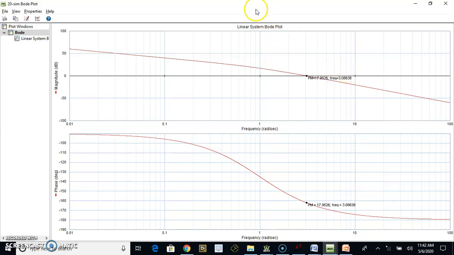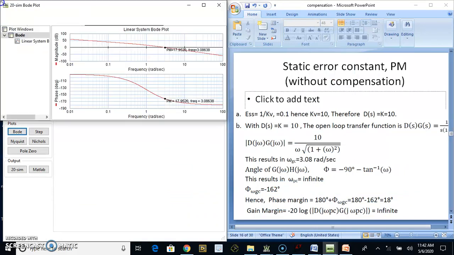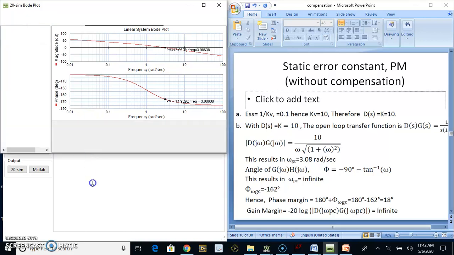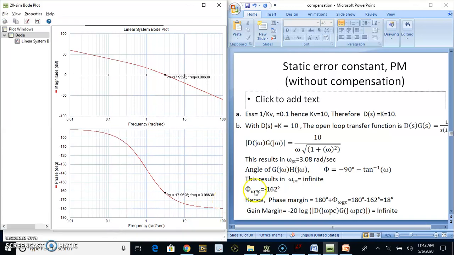These are exactly the values we obtained in theory. In theory we got omega GC of 3.08, and here it is almost 3.08, and the phase margin is 18 degrees; you can see it is 17.95. The corresponding phase at omega GC is close to minus 162 degrees, which this dotted line corresponds to. This way we can verify that the phase margin found using the theoretical equation is the same as in the simulation. They are exactly matching. So let us proceed with the design of the compensator.